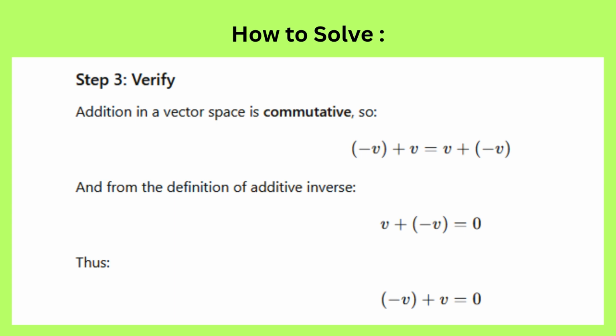Whichever way you organize the terms, it's still going to give you the same result. So it's commutative. From the definition of an additive inverse, which is v plus negative v, we can therefore prove the initial equation.